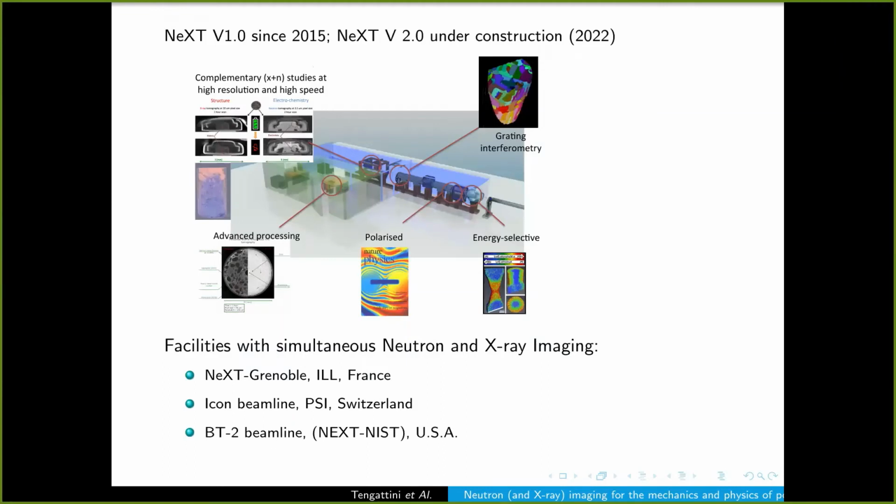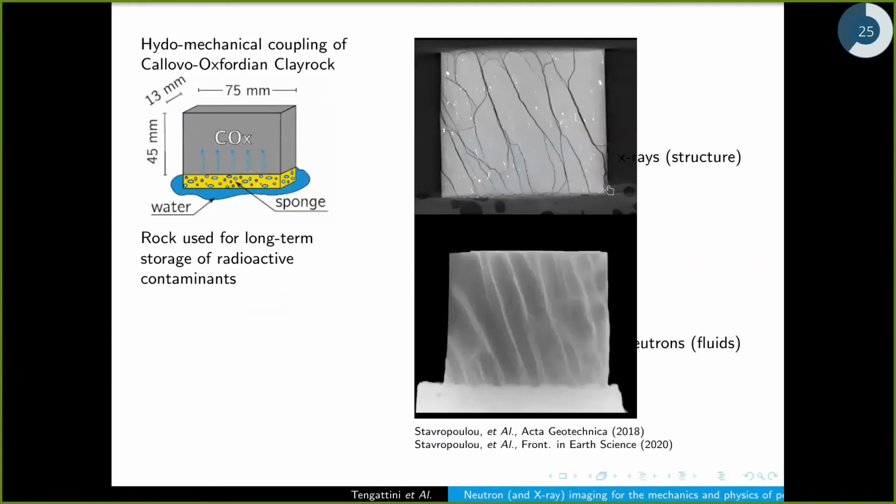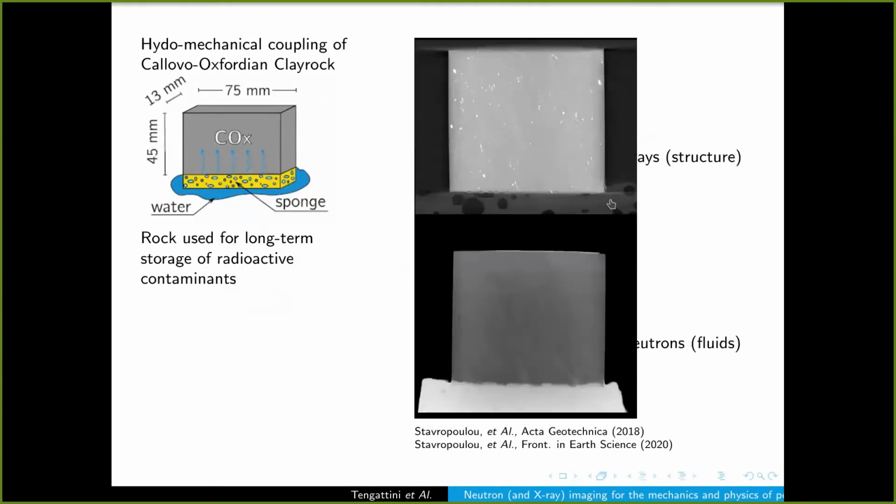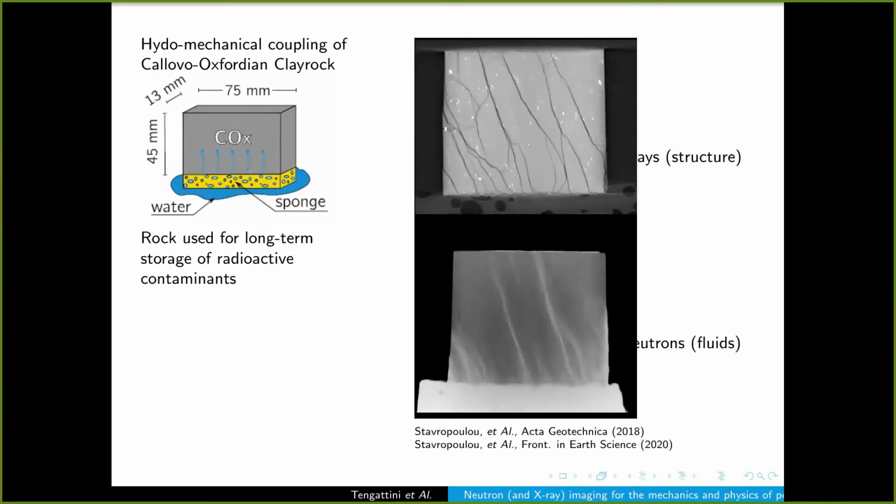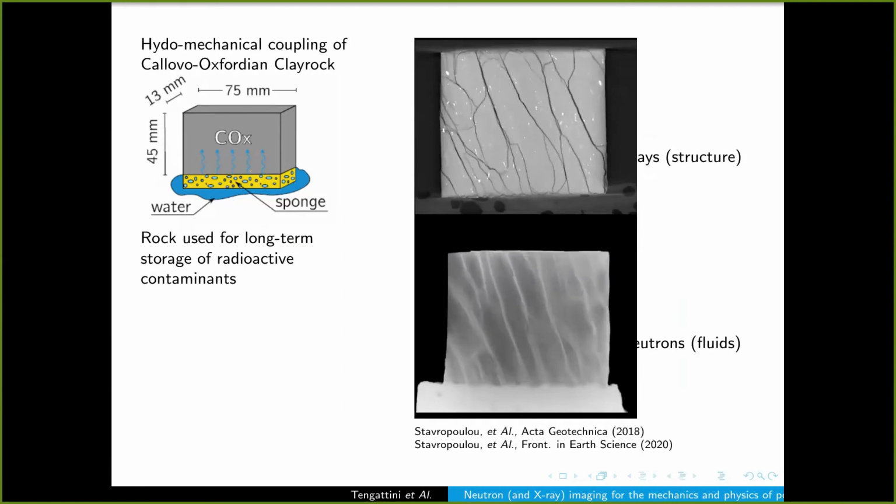This just to mention that we are currently going in upgrade, which will last until the end of the year, that will add a number of options. One such example is hydromechanical couplings. For example, Callovo-Oxfordian clay rock is particularly important in terms to store nuclear material, and this is what happens when we expose them to water.